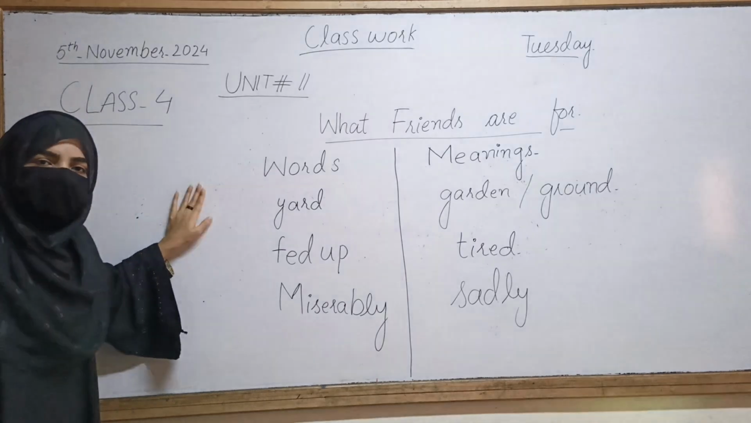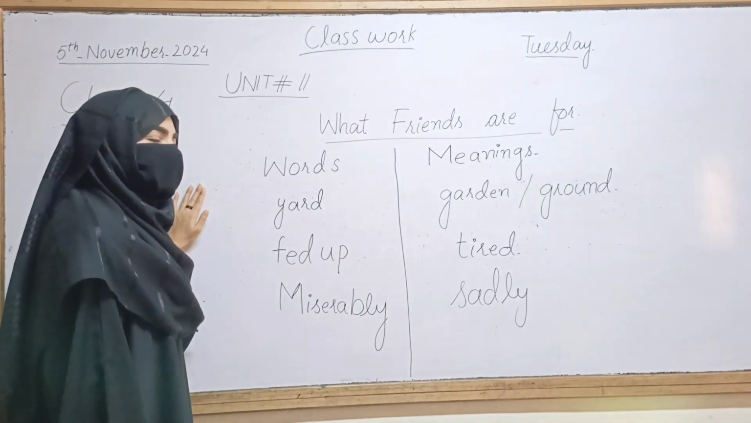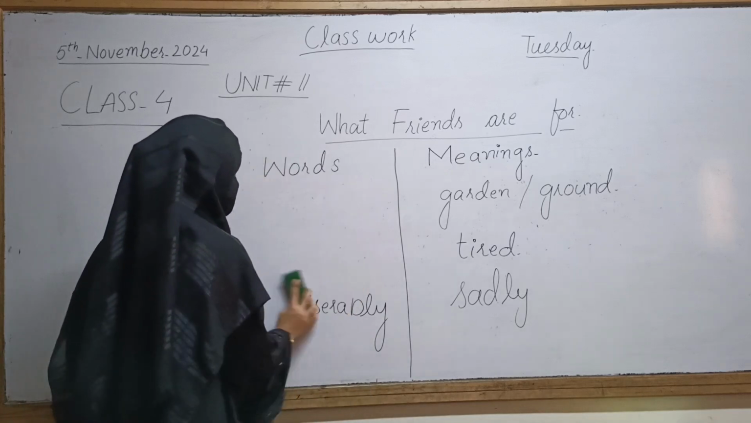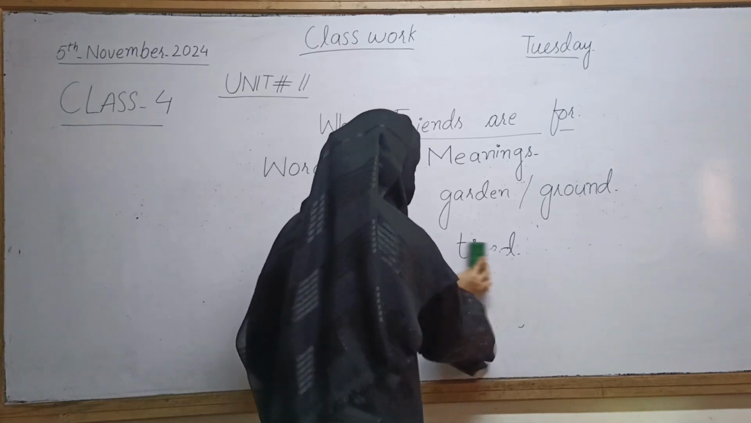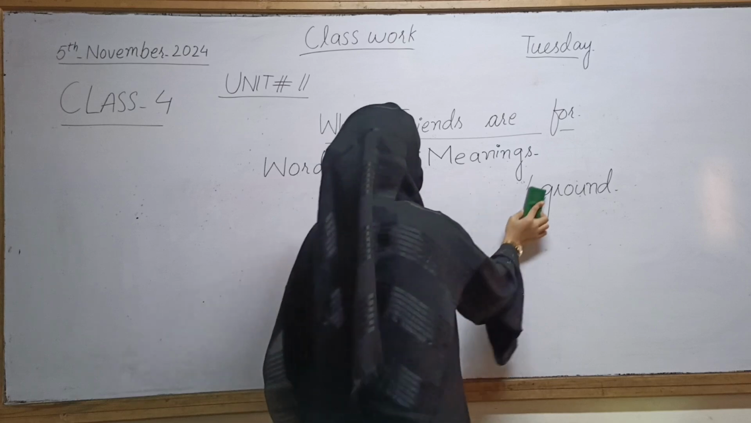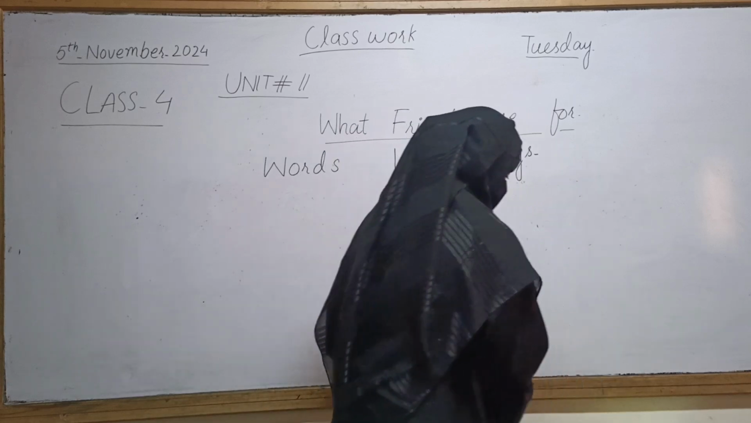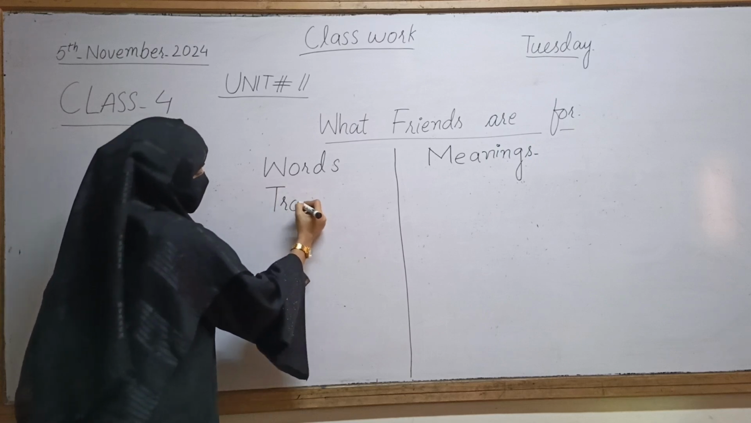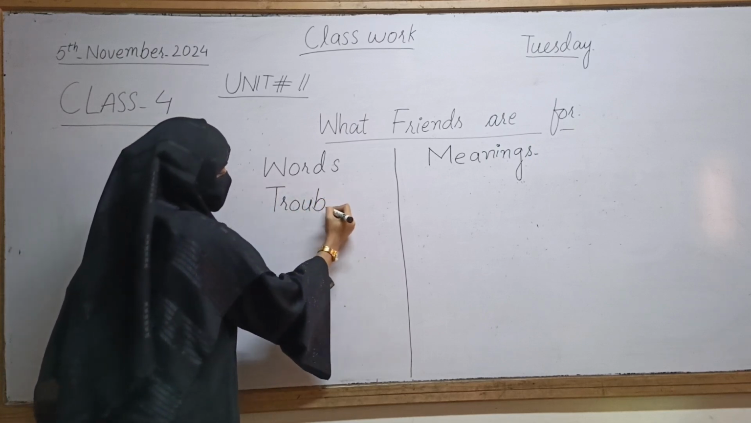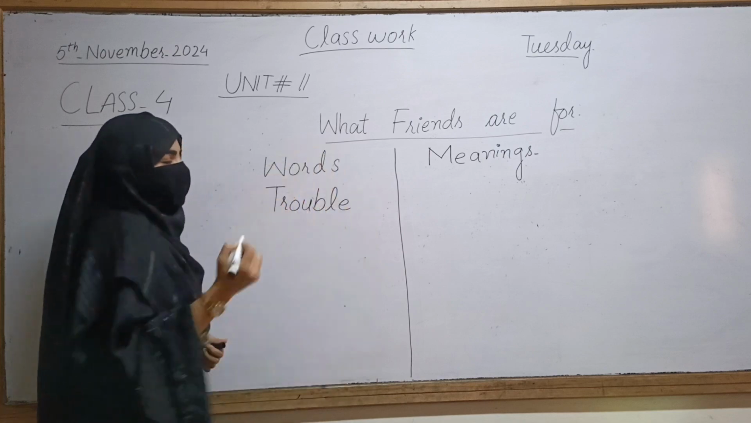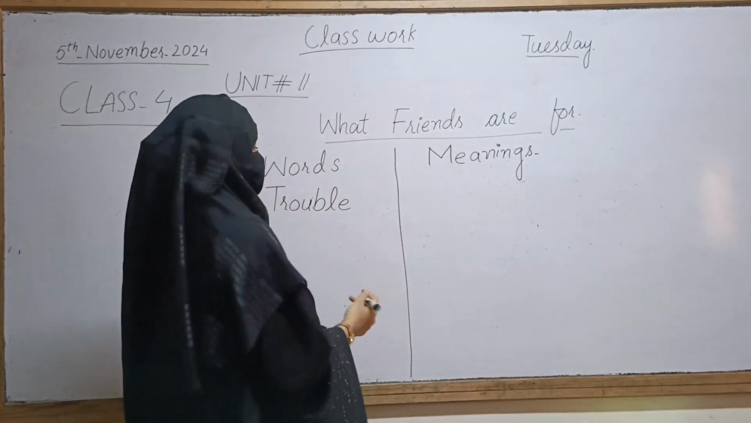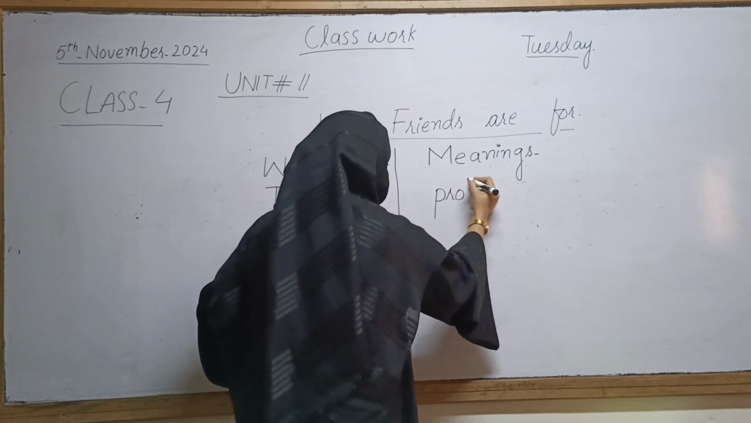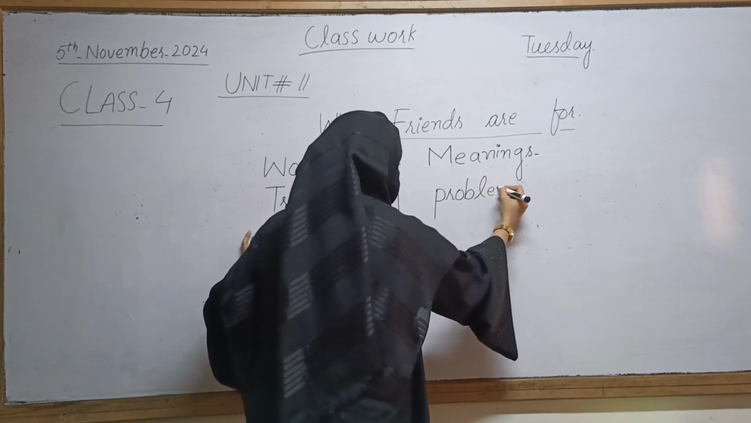I hope you all are done with this. Are you all done? Okay, very good. Moving forward towards the next meanings. Next we have the word trouble. What is the word? Trouble. Trouble means mushkil, any kind of a problem. So what does trouble mean? Problem. Very nice. You all are shining stars.